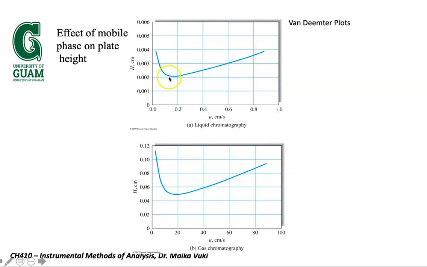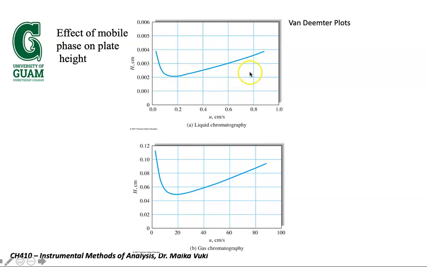In this one, you will see that the mobile phase velocity or flow rate is from 0 to 1 centimeter per second compared to 0 to 100 centimeter per second. So there's a lot more rapid flow here for the gas compared to the liquid. And you see that the plate height for the liquid is a lot narrower compared to that of the gas.